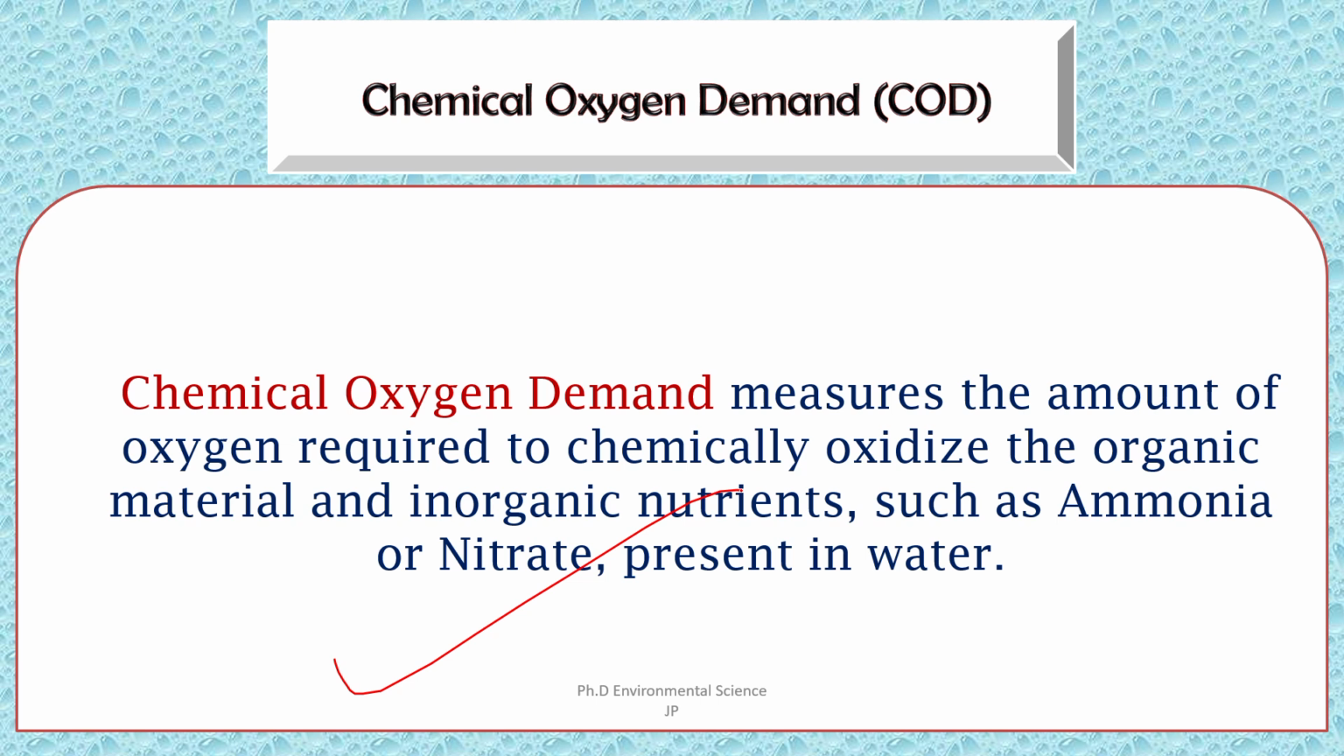COD testing involves oxidizing the water sample with a strong chemical oxidizing agent, such as potassium dichromate, in the presence of a strong acid. This reaction breaks down organic and inorganic compounds into simpler oxidized forms, releasing oxygen in the process. The amount of oxygen consumed during this chemical reaction is proportional to the COD of the sample.